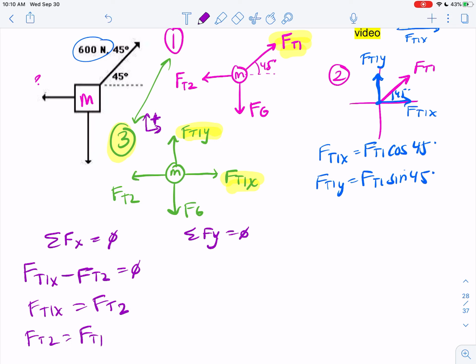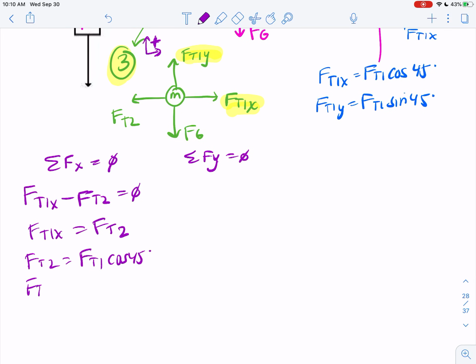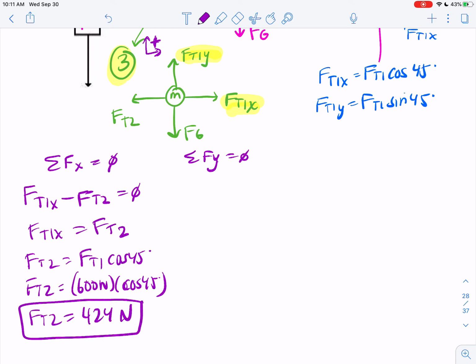Okay, so now I know that that was FT1 cosine of 45. Okay, now I'm going to go ahead and plug in my values. 600 newtons times the cosine of 45. Okay, so that leftward pulling force is, I have to have a calculator because that's a radical 2. Oh, here, I have an actual calculator, that's better. Okay, so 600 times the cosine of 45, make sure you're in degrees, is 424. I'm just going to round it. Newtons. Okay, so that would be that leftward force.